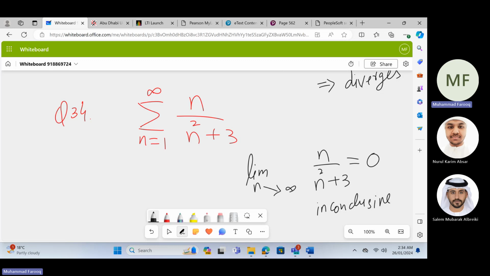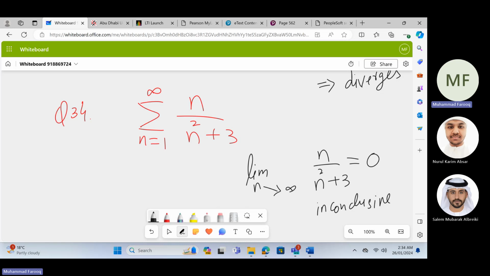Three things we have done to check whether a series converges or diverges. The P series has a property for when it converges and when it diverges. The G series has a property for when it converges and when it diverges. And now the test of divergence also tells you that if the limit at infinity is not zero, the series diverges. So until now we have learned three rules.